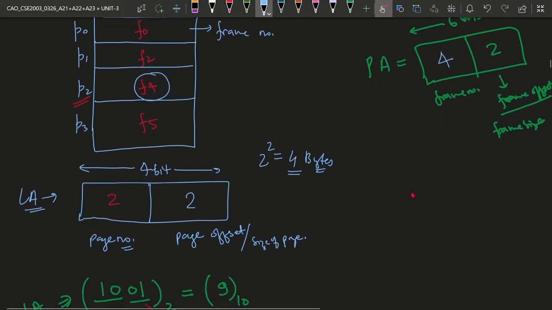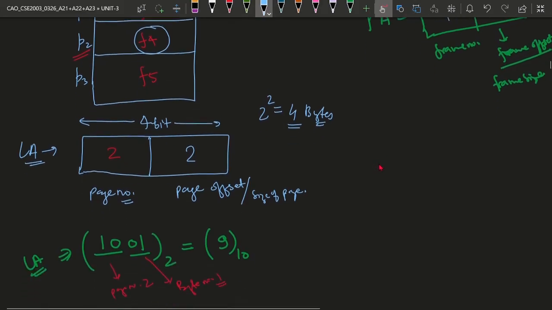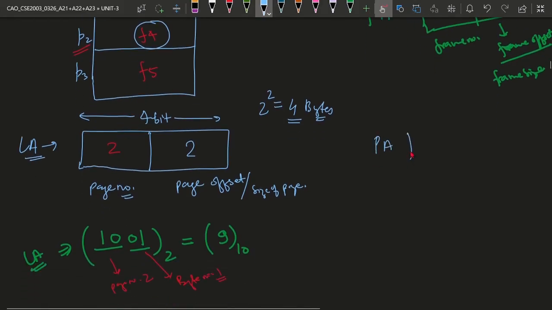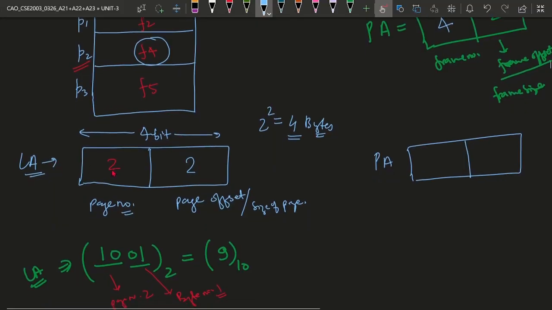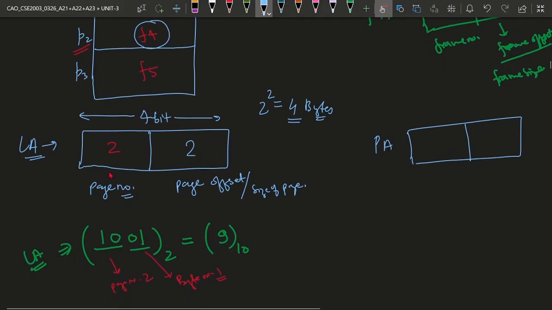Now how is this physical address being generated? With respect to this logical address, this is 10. The logical address will be this one, so it is 10. That means page number 2 is what it is talking about. 01 means it is talking about byte number 1.